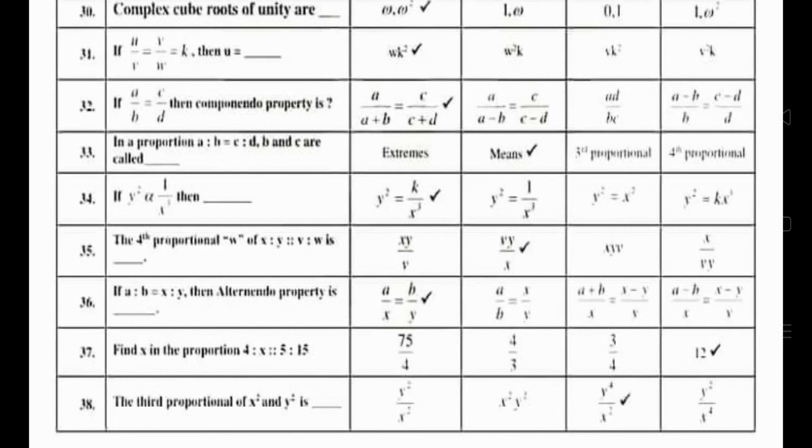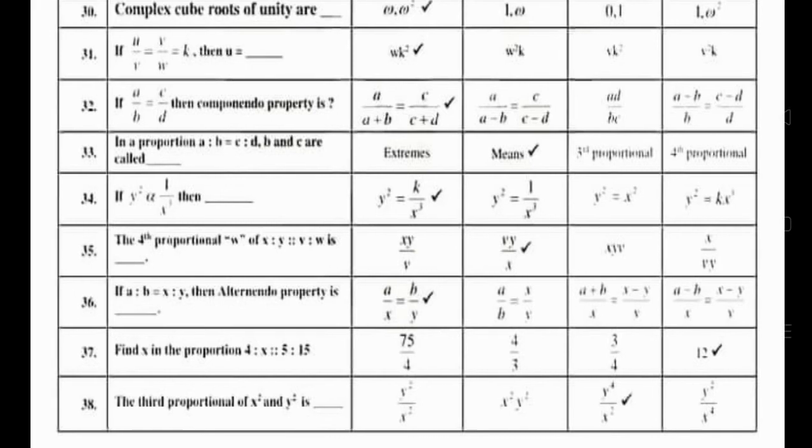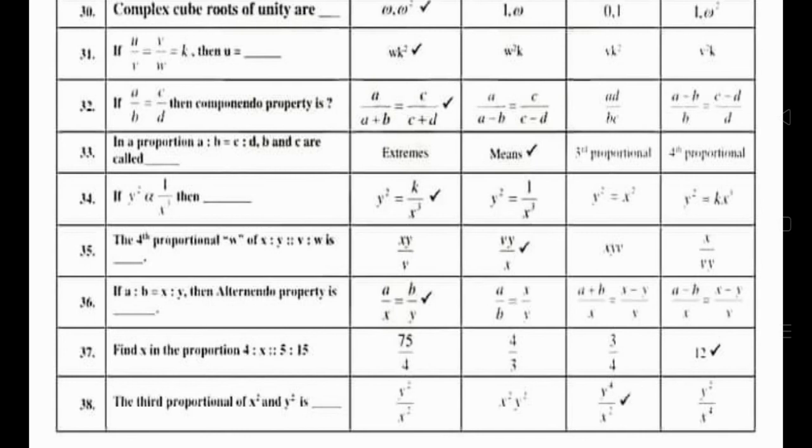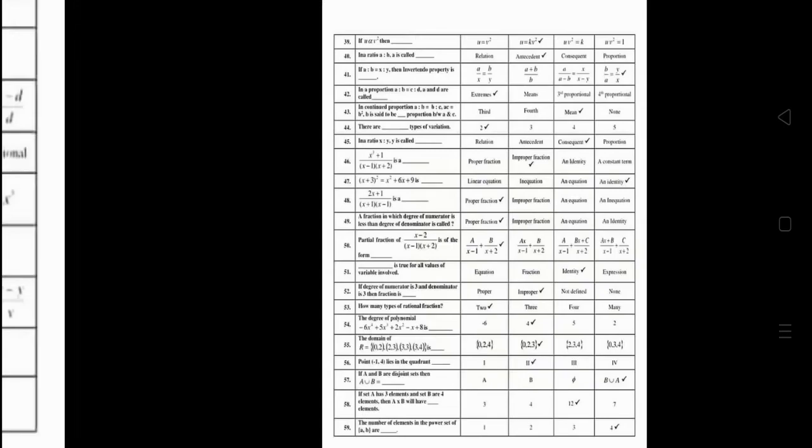If a ratio b is equal to x ratio y, then alternando property is a over x is equal to b over y. Find x in proportion 4 ratio x, proportion 5 ratio 15. Answer is 12. The third proportional of x square and y square is y cube over x square.